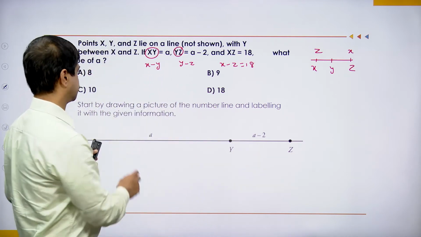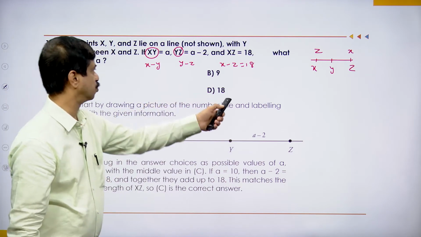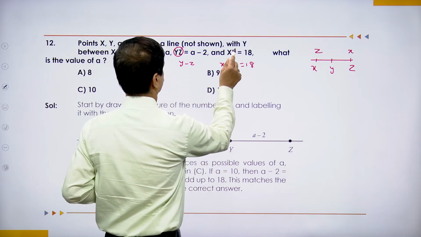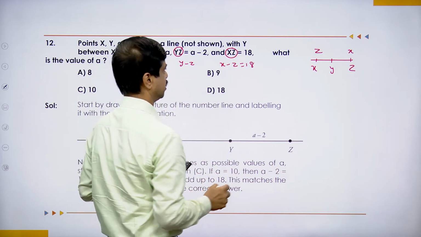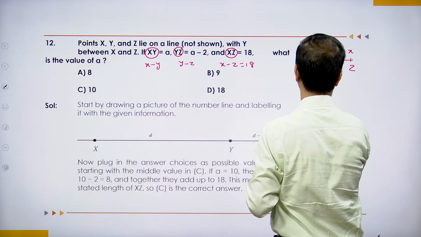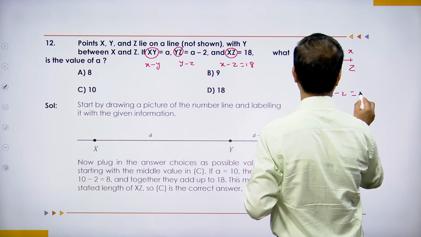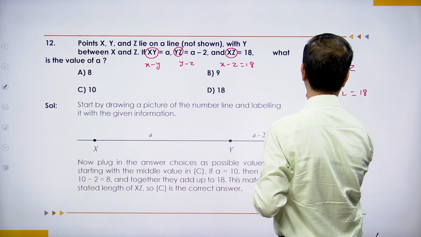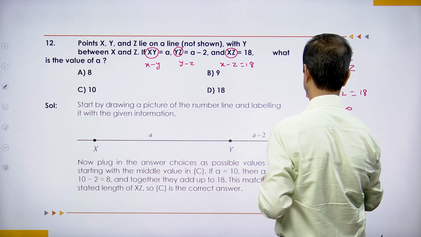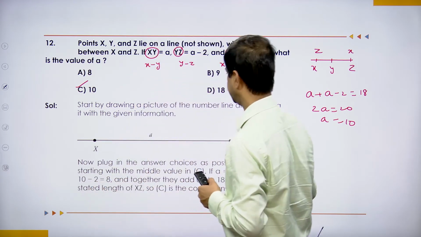Therefore the sum of these two should be equal to 18, right children? The sum of these two should be 18, meaning x minus y, this you correct it, it's not product, it is difference. So now a plus a minus 2 equal to 18, 2a equal to 20, so a equal to 10. So option C satisfies, right children? So this is what you need to understand.